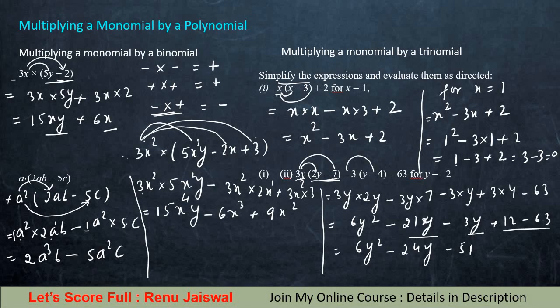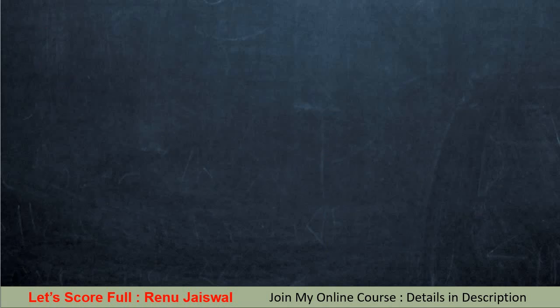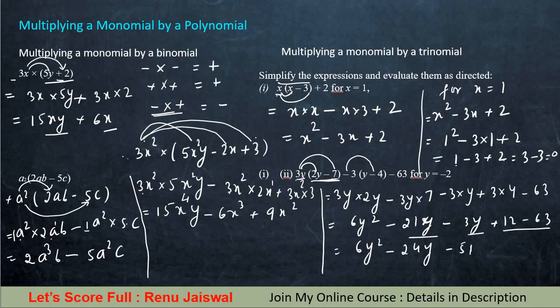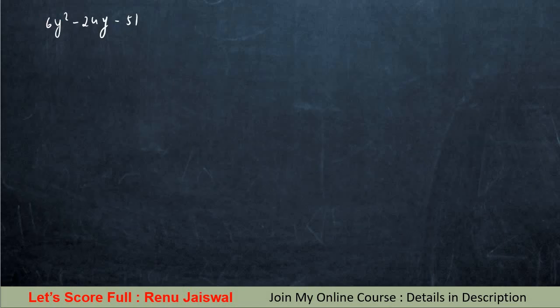So what was the question? 6y square minus 24y minus 51. Let me check again. Yes, 6y square minus 24y minus 51, and the value of y is minus 2. So substitute y is equal to minus 2, which means wherever you see y, put minus 2. So 6 into minus 2 square, minus 24 into minus 2, and then minus 51.